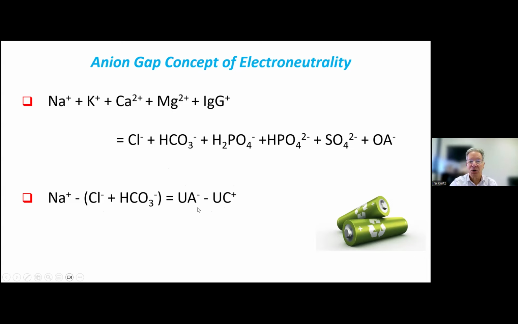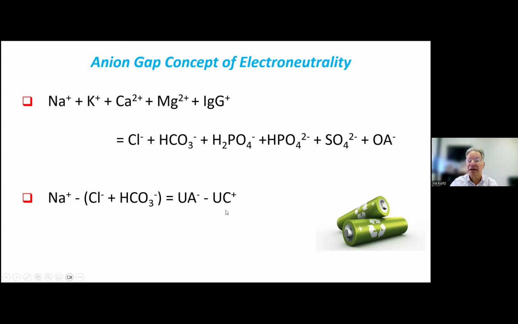Everything that's negative here we're calling unmeasured. So we're not including phosphate here, we're not including sulfate, we're not including organic anions, so they're all in the UA minus term. And in the UC plus term are all the things that we're not including on the left side here, such as calcium, magnesium, IgG, even potassium we tend not to include. So those are all here. So what this tells you conceptually is that this difference can change either because you had a change in the unmeasured anion concentration or the unmeasured cation concentration or both.